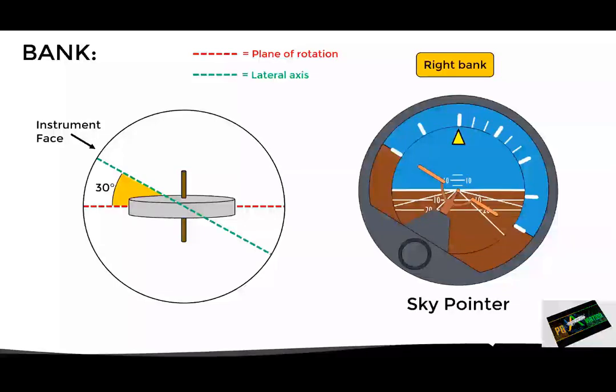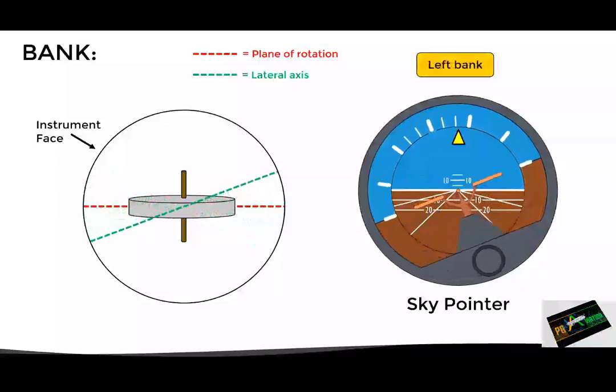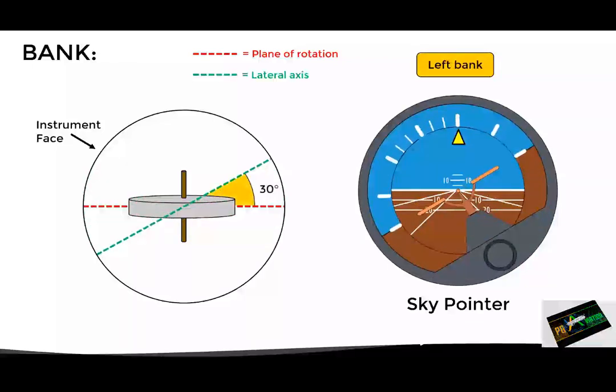An additional fact regarding this example is that the bank indicator is a sky pointer, so although the aircraft banks to the right, the indicator is on the left side of the scale. Now, the opposite happens if the aircraft banks to the left. In this case, both the aircraft and the instrument will bank to the left, while the gyro remains rigid in space, aligned with the horizon, thus allowing to measure and indicate the current bank angle of 30 degrees.